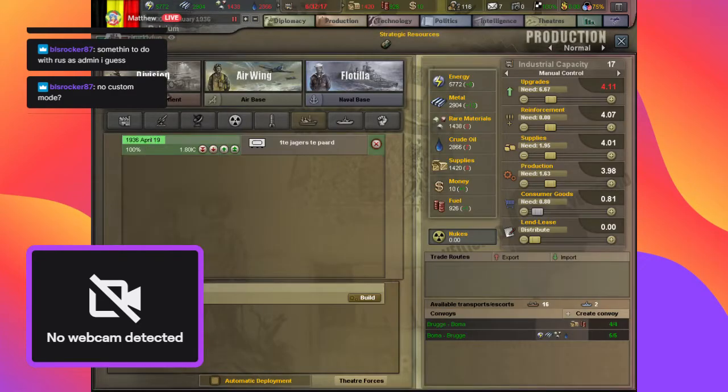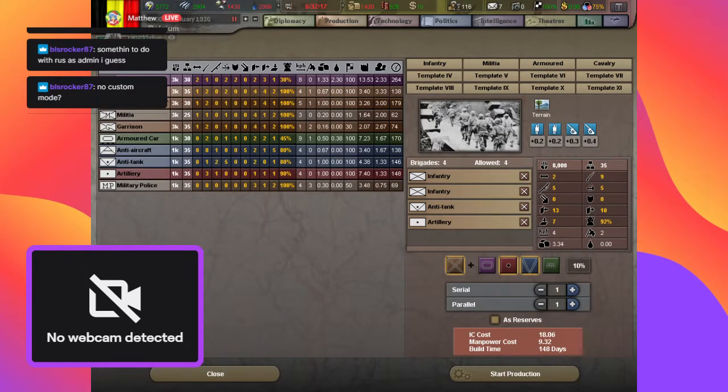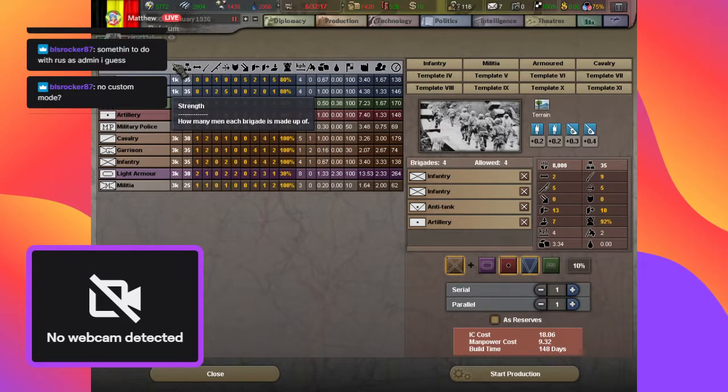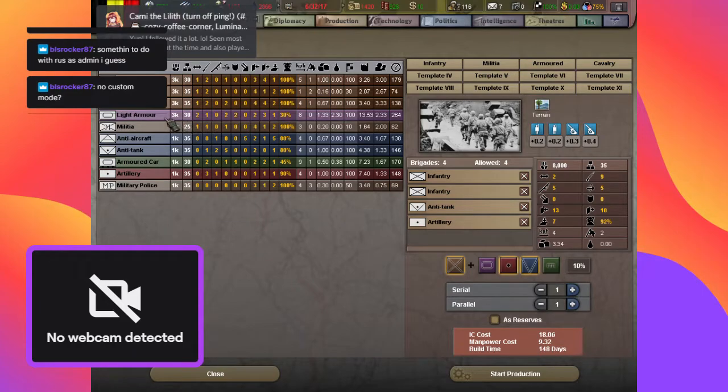Okay, let me show you a unit. Do you see? I put the cursor over the fist, and it shows strength, right? Do you see strength, how many men each brigade is made of? Okay, so the reason I bring that up is because, do you see how light armor is a purplish color? That is 3,000. That means that's how many men make up that one brigade. For the super heavy, there's only 1,000 men, so it means they can break easier.